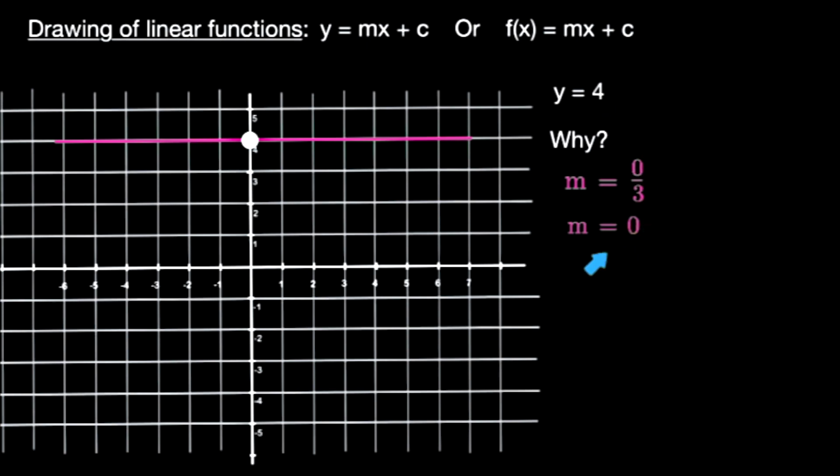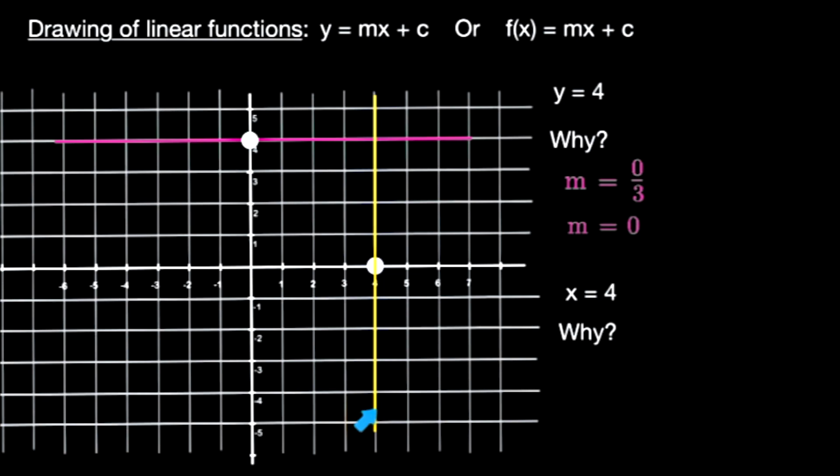Now, what about a vertical line? Well, it is in the form of x equals a certain value. In this example, we have x equals 4. So we're going to go to the x-axis where there's the 4, and we're going to draw our vertical line in. Now, why will it be a vertical line, and what will the gradient look like?